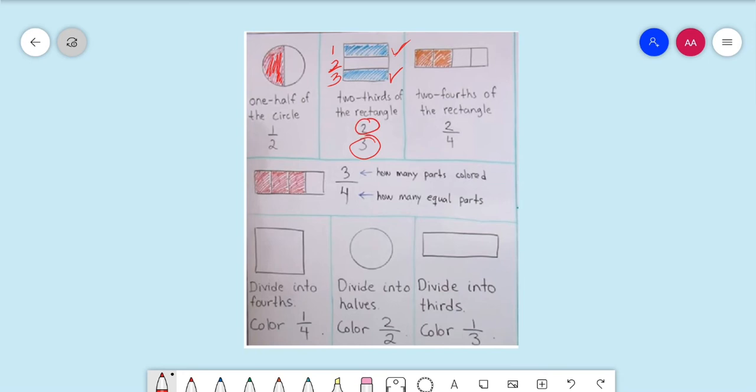This is a rectangle which has a total of 4 portions. So this is 1, 2, 3, 4, right? And out of these 4, 2 are colored. So this one and this one are colored. This is a rectangle which has a total of 4 portions, and out of 4, 3 are colored.